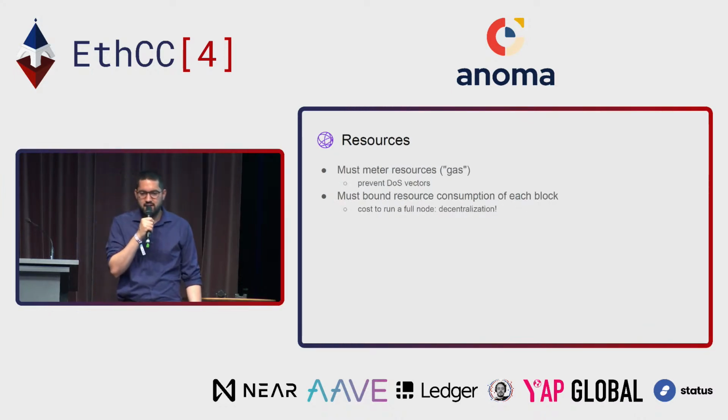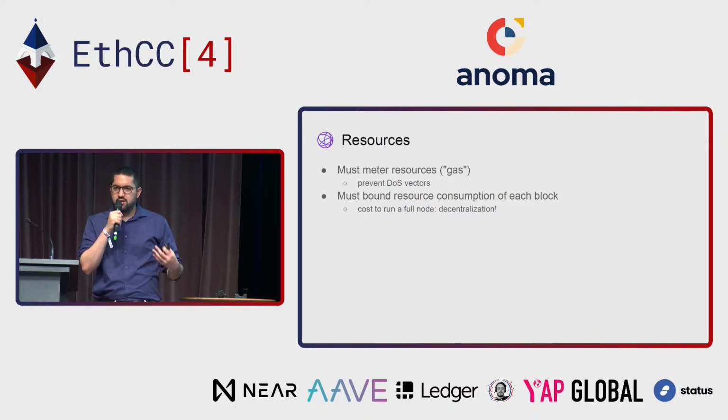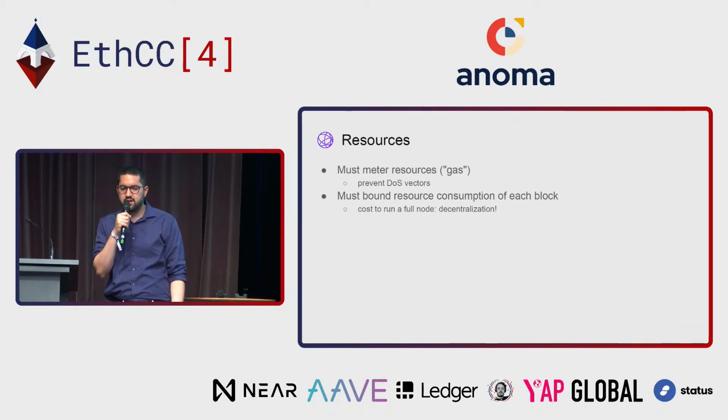OK, so in a blockchain system, you need to meter these resources that we just discussed. And you can use this thing that we can just call gas, which is what we name it in Ethereum. But really, it's just some sort of weighting scheme. And the reason you need to meter resources is to prevent denial of service vectors. You don't want someone to create a block that'll take 1 million years to execute.